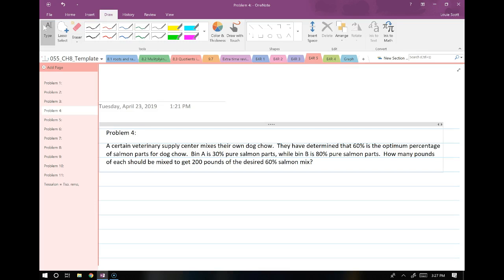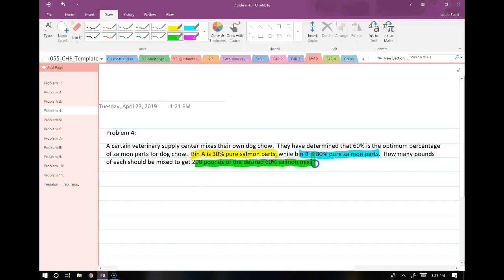There is a certain veterinary supply center that mixes their own dog chow. They have determined that 60% is the optimum percentage of salmon parts for dog chow. Bin A is 30% pure salmon parts. Bin B is 80% pure salmon parts. How many pounds of each should be mixed to get 200 pounds of the desired 60% salmon mix?